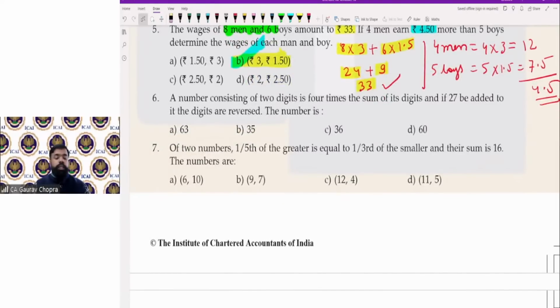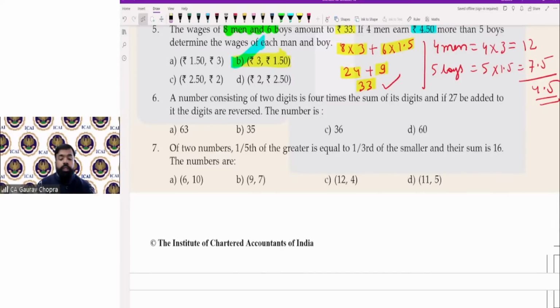Now comes the 6th one. A number consisting of 2 digits is 4 times the sum of its digits. And if 27 be added, the digits are reversed. Then find the numbers. So the condition is similar to what we did just above.